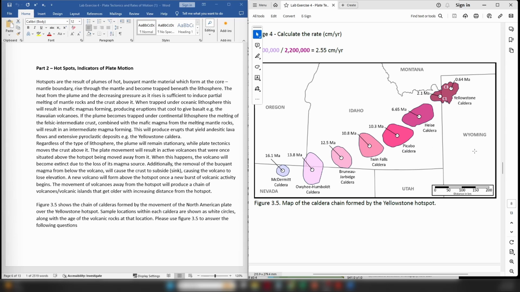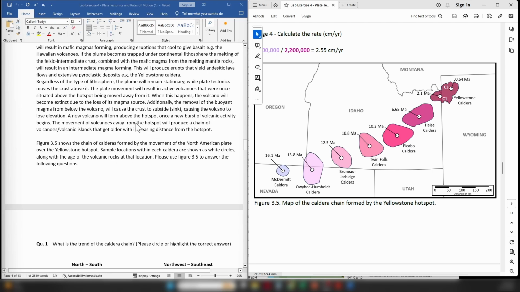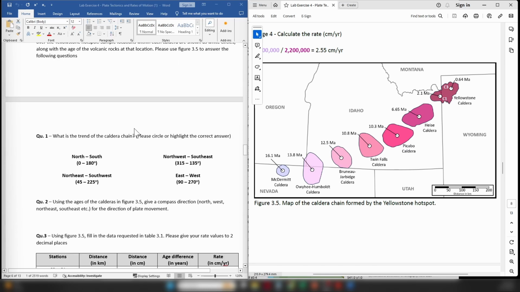So how can we use this? Well, for each of the calderas, you can see we have locations where we have an age of the volcanic rocks from each of these calderas. In fact, we actually have 2 from the modern caldera. And so we can actually use this information to calculate rates of motion. Okay, so we're going to drop down to question 1.